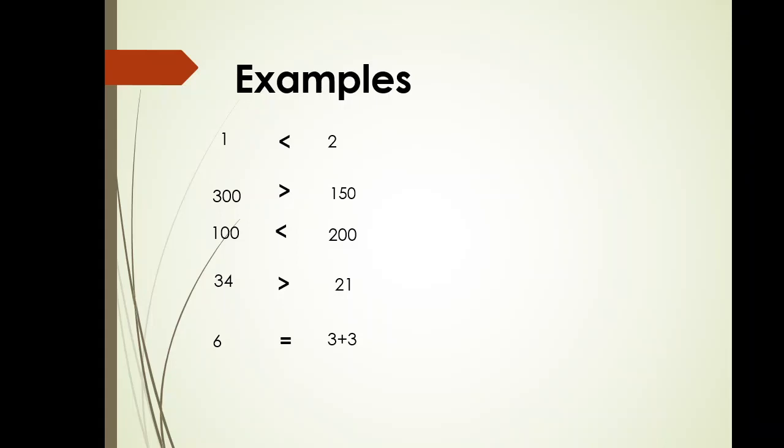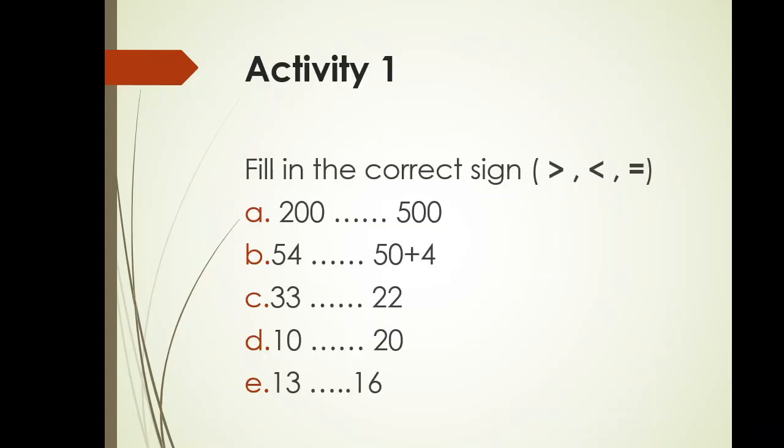Remember, always the mouth must be facing the big number, while the tip must be facing the small number. And then you read as follows. If the tip is on your left hand side and the mouth is on your right hand side, we read it as less than. While if the mouth is facing our left hand side and the tip is facing our right hand side, we read it as greater than.